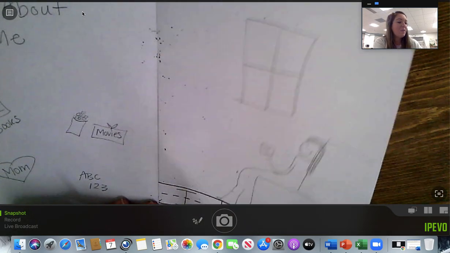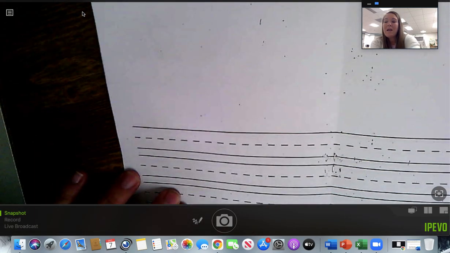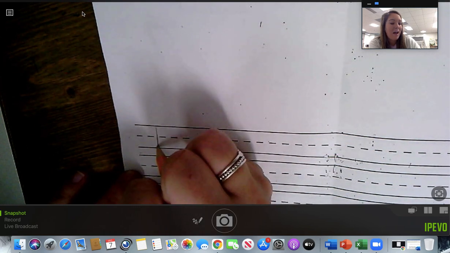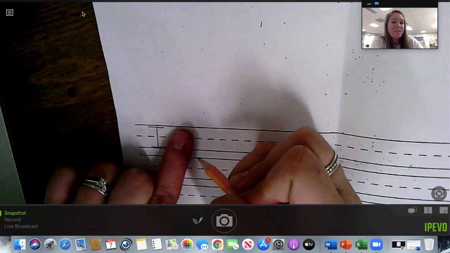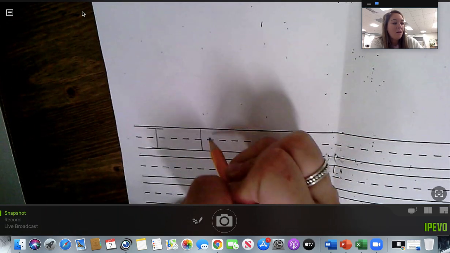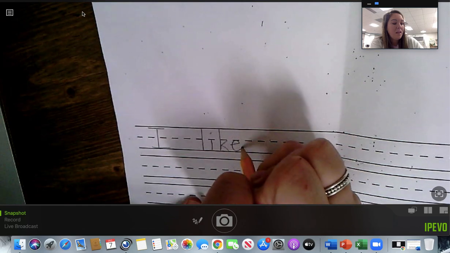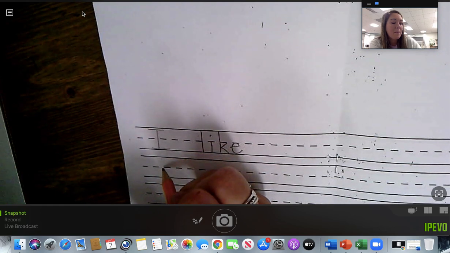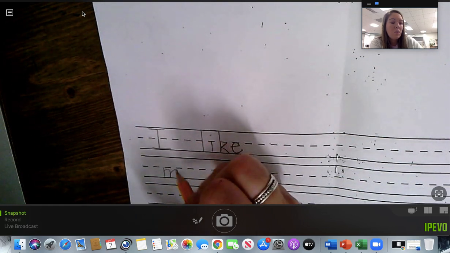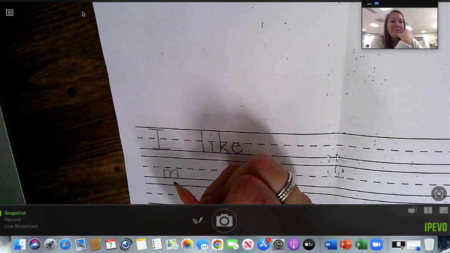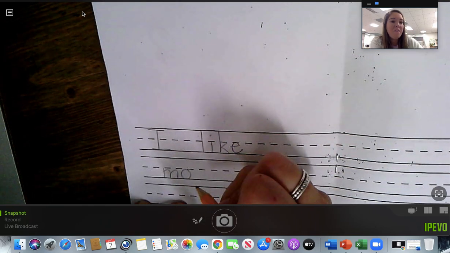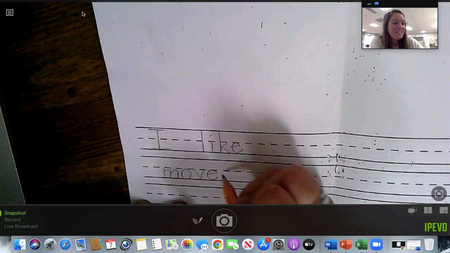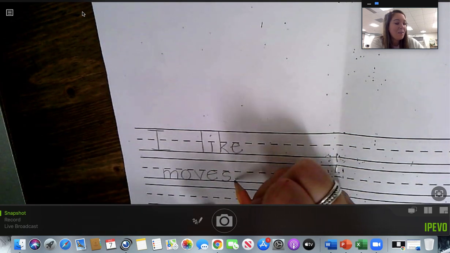Today, I'm going to go to my next page, and I'm going to start my sentence the same way with the words I like. Let me write that down. I, then a finger space, like. L-I-K-E. The next thing I like is movies. I'm going to sound out the word movies. Ooh, an O can make that sound sometimes, so I'm going to write an O. Move. There's a V. Movie. And I put a period at the end of my sentence.